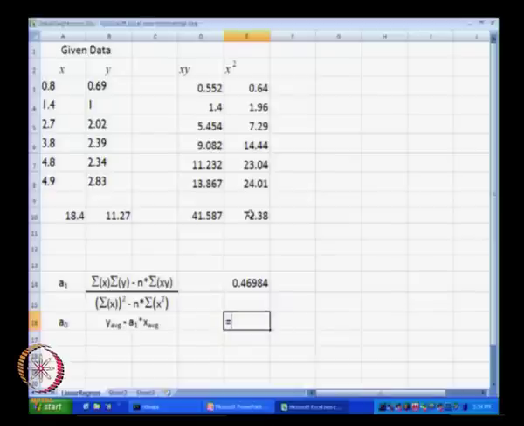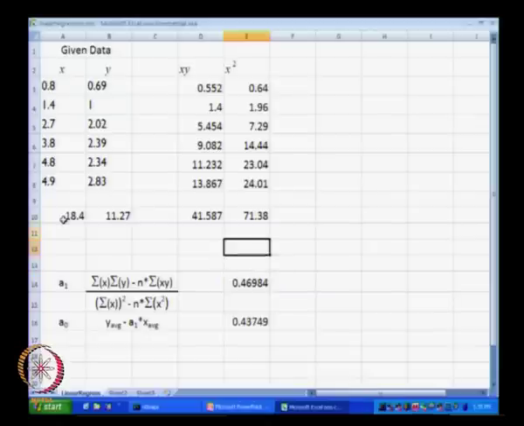A0 is going to be y average minus A1 times x average, or this can also be written as summation of y minus A1 times summation of x whole divided by n, okay. So y average is nothing but summation of y divided by 6 minus A1, which is this value, multiplied by summation of x divided by 6, okay, and that is going to be our A0, okay.